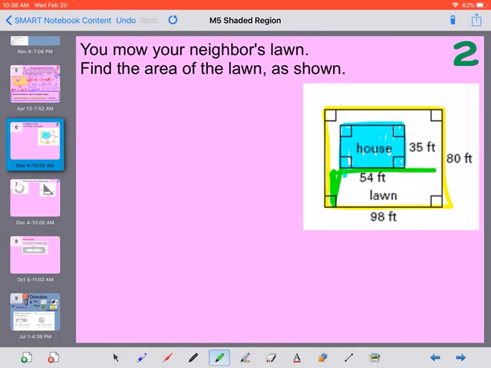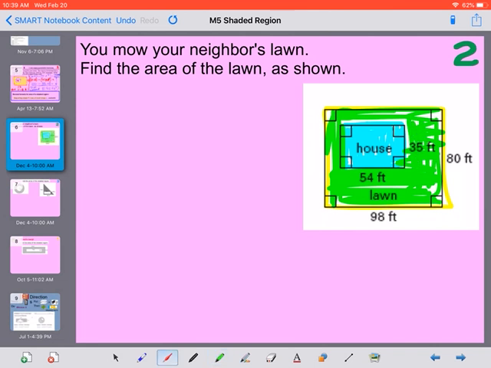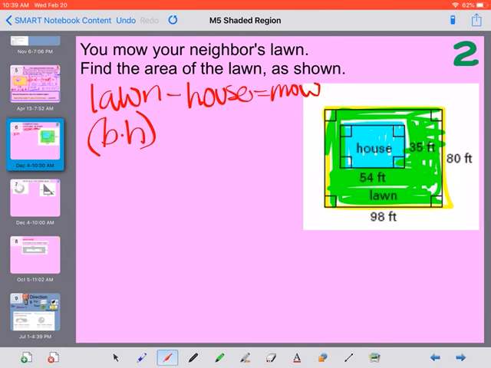So all the grass we'd be mowing right here, and right here, right? So we're going to take the entire lawn and subtract the area of the house to find how much we mow. So the area of the lawn, the entire yard, is base times height, because it's a rectangle. And the area of the house is also base times height. It's also a rectangle. So base times height of the lawn, we have 98 times 80.